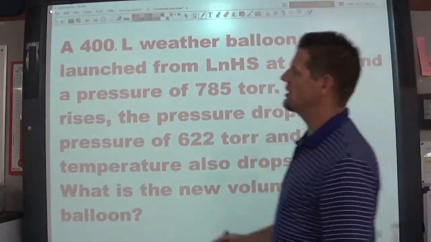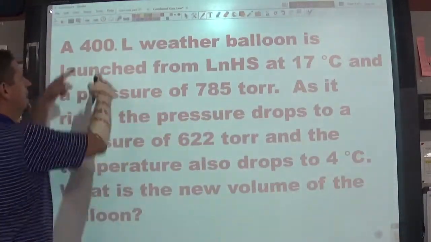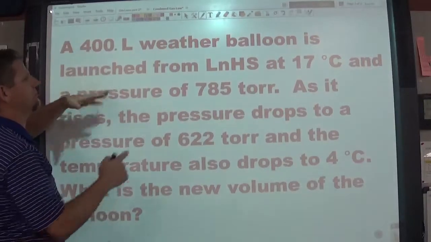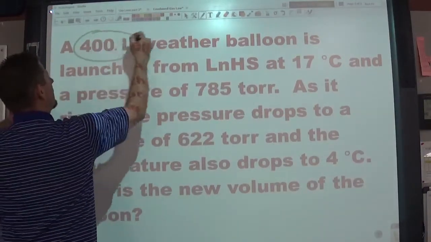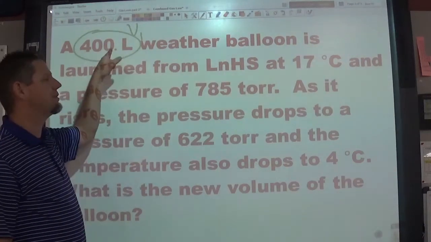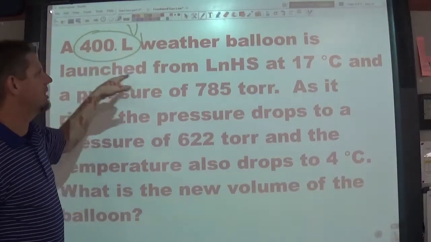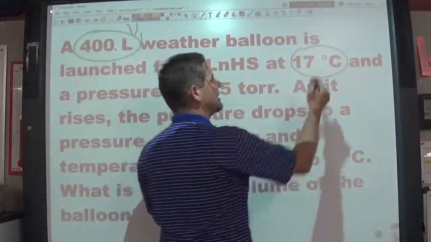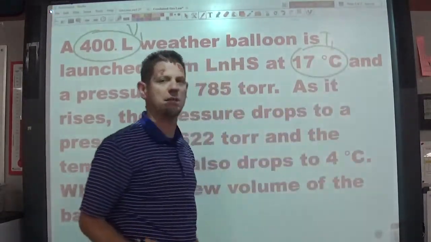So what is this first thing? If we just work through this one at a time, what is 400 liters? A 400 liter balloon is launched, blah, blah, blah. This is V1. That is our initial volume of our balloon. Volume 400 liters. It is launched from the school at, here's 17 degrees. This is a temperature, but what's wrong with this temperature?